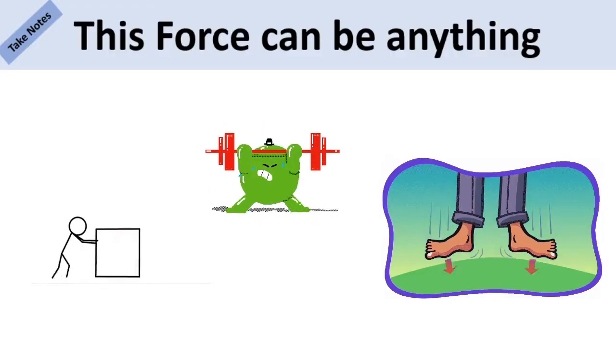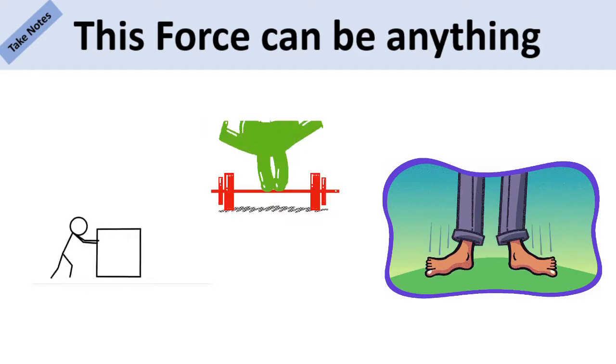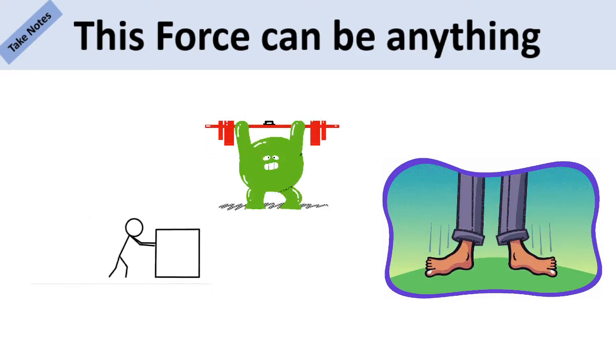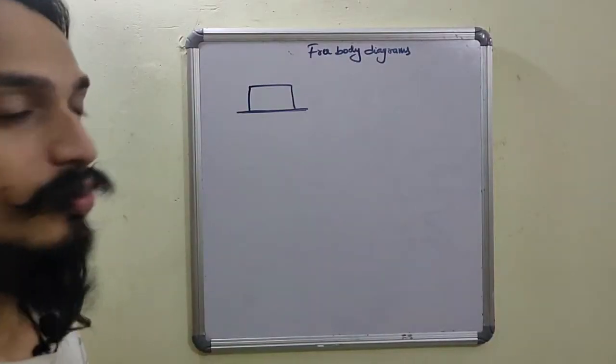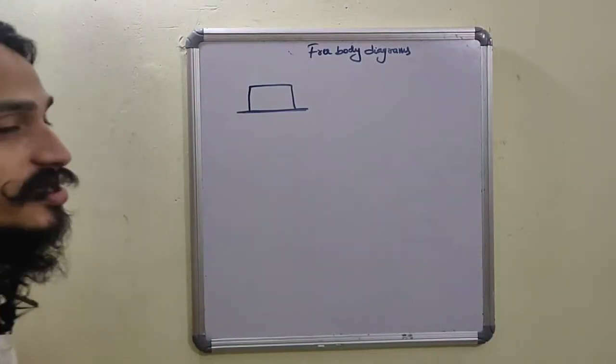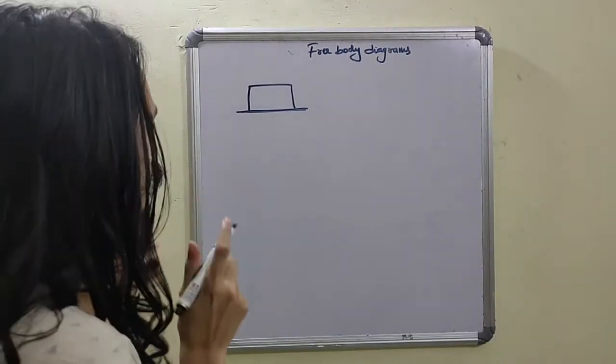It can be a person pushing it, someone pulling it, it can be gravity, it can be normal force, friction force. It doesn't matter what the force is. What matters is how many there are and in what direction they are working. So I'll give you an example over here simply.